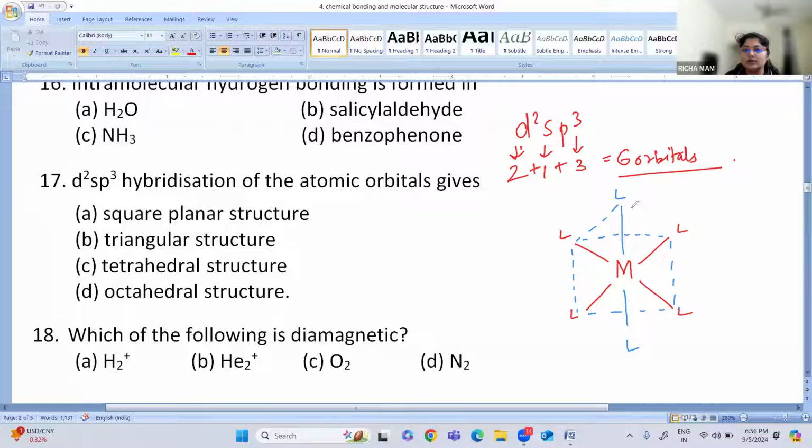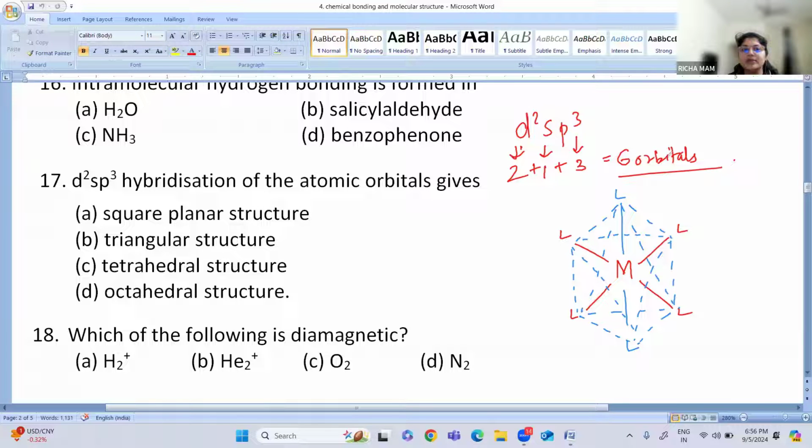So this is an octahedral structure. You can see, yes, this is the octahedral structure.